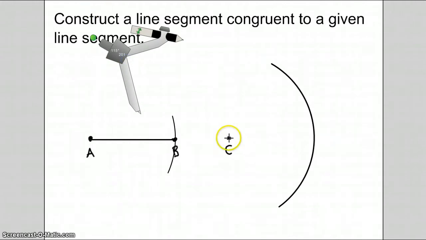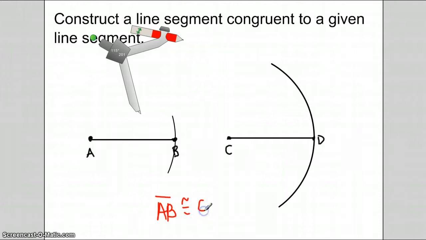Then, using your compass as a straight edge, connect from C to that arc. And then we just need to fill in that other endpoint, D. Okay, so in this particular construction, what we did was we made line segment AB congruent to line segment CD.